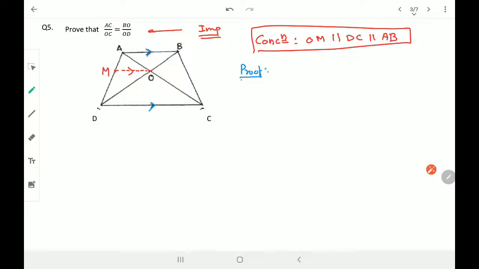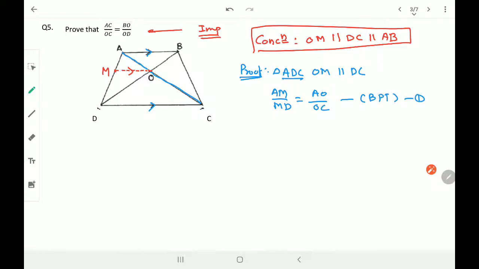What I have to prove here is AO upon OC. So I can choose the triangle in such a way that I get AO upon OC. So it is triangle ADC. So I have ADC, right? Now what is there in the triangle ADC? You can check ADC. In triangle ADC, we have OM parallel to DC. Clear? OM parallel to DC. So isn't it AM upon MD is equal to AO upon OC, which can be BPT?